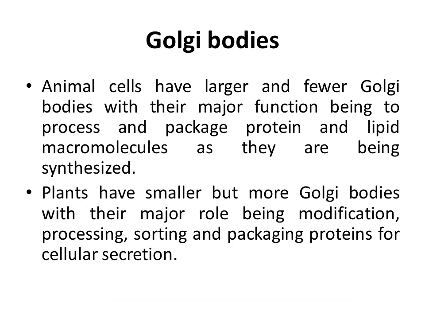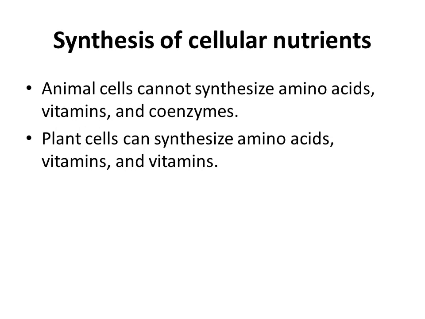Animal cells have larger but fewer Golgi bodies, and their major function in the animal cell is to process and package protein as well as lipid macromolecules which are synthesized in the cell. While in plant cells they are smaller but more in number, and the major role is modification, processing, sorting, and packaging of the proteins for cellular secretion. Animal cells cannot synthesize amino acids, vitamins, and coenzymes, while plant cells can synthesize different amino acids and vitamins.